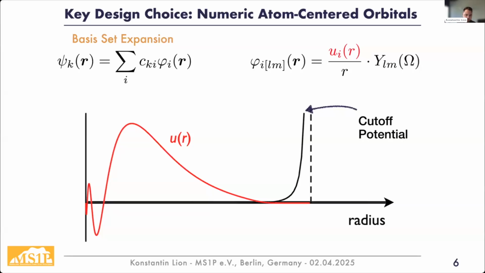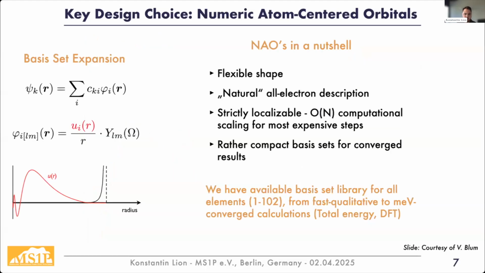And this also means that the very strong variations near the nuclei can be quite well described already with these kinds of radial functions. And we have the possibility to define, for example, here a cutoff potential to really set an exact zero at some radius. And what this gives you, in a nutshell, is, one, this extremely flexible shape. All these atom-centered radial functions are tabulated on a dense logarithmic grid. So you really have the flexibility there.